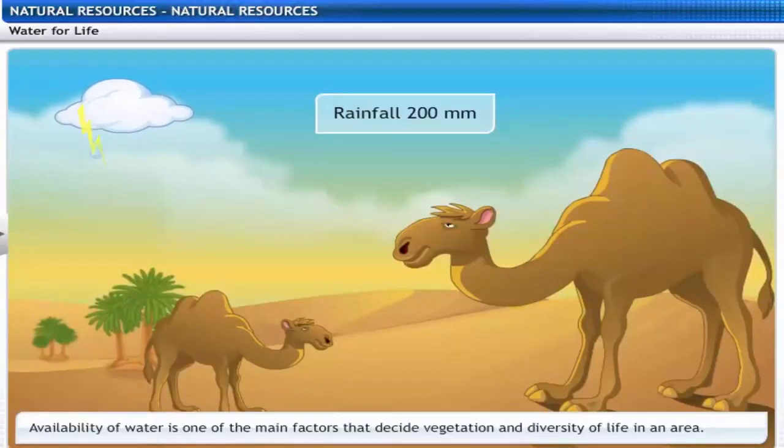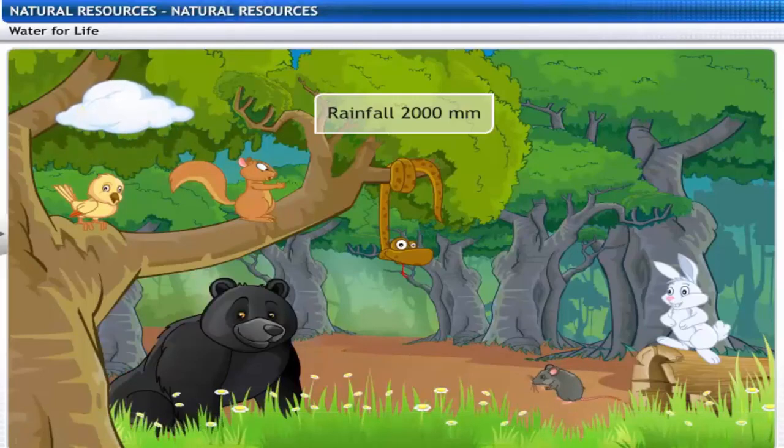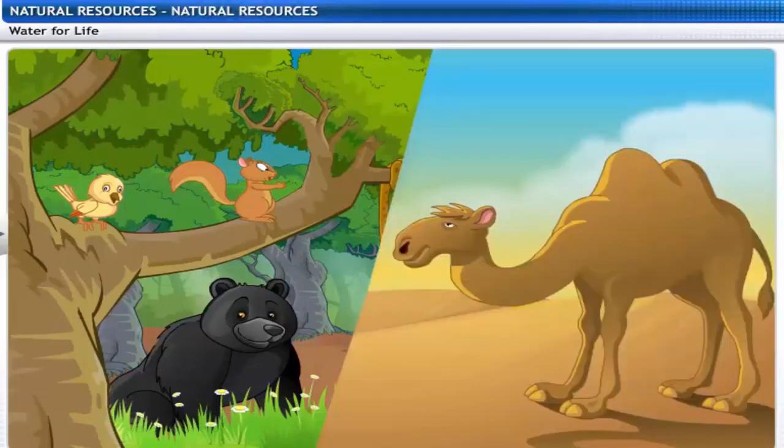The availability of water is one of the main factors that decide the nature of vegetation and diversity of life in an area. Water is essential for the survival of plants and animals, as cellular processes take place in a water medium.